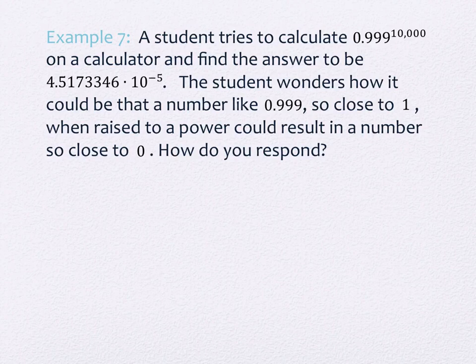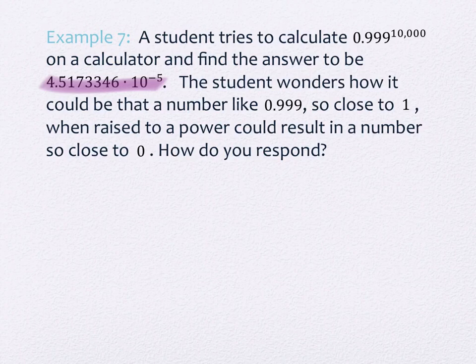Okay, a student tries to calculate 0.999 to the 10,000 on a calculator, finds that the answer is 4.5173346 times 10 to the negative 5th. Is this a big number or a small number? Oh. Small. How do you know? Exponent's negative. This is a small number. So if I were to actually figure this out in scientific notation to standard form, I'd move that decimal point 5 places that way to make it smaller. It's a very, very small number, right?